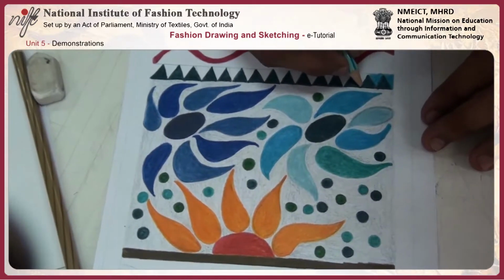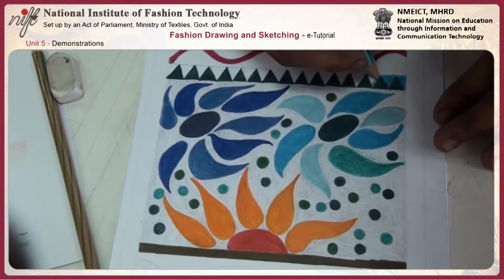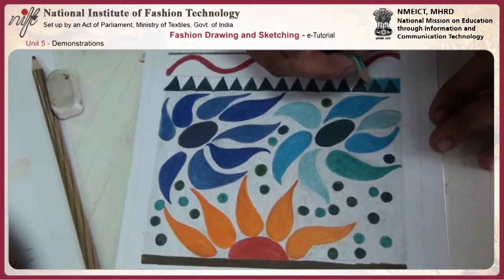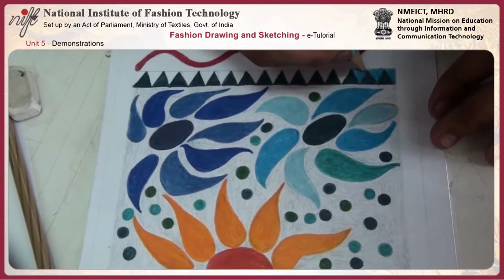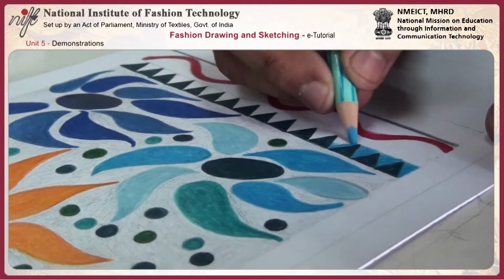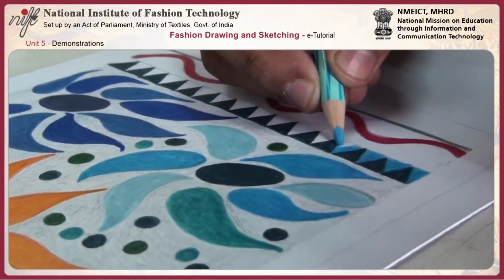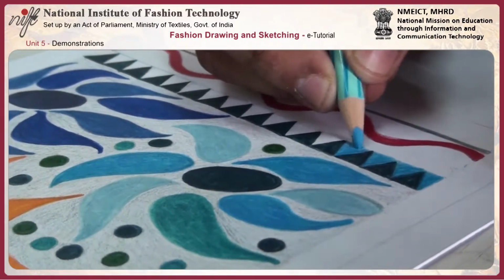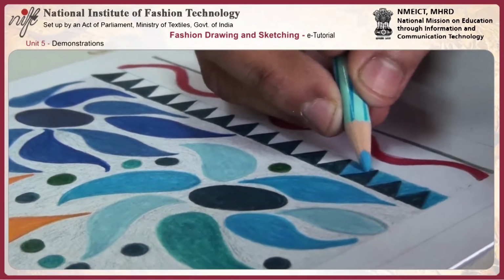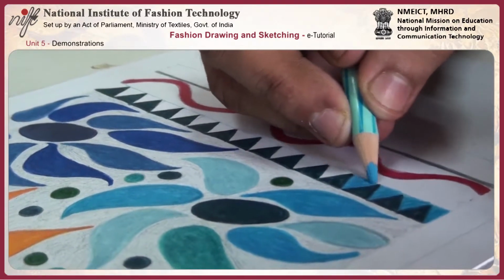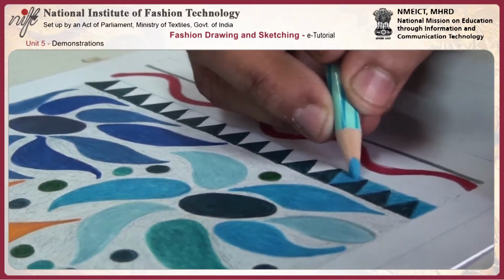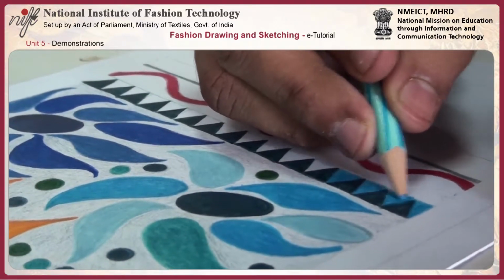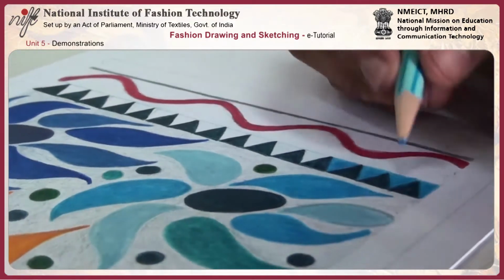Here you can watch Illustrator using color pencils to draw a fabric. The motifs are floral and show many colors. Right now the illustrator is using blue color pencil, very near to a dark blue, rendering.